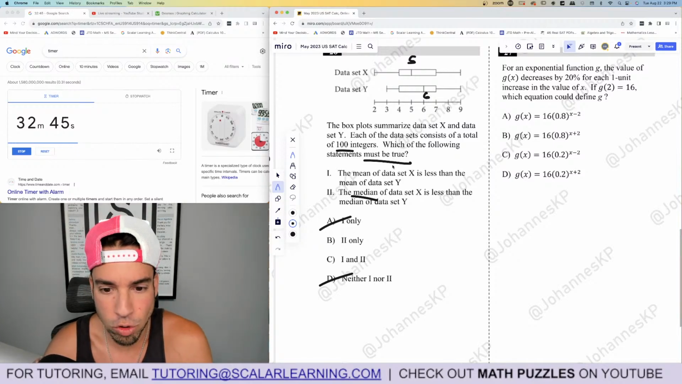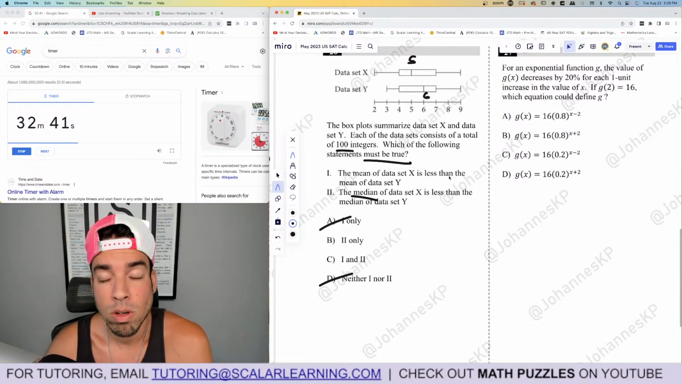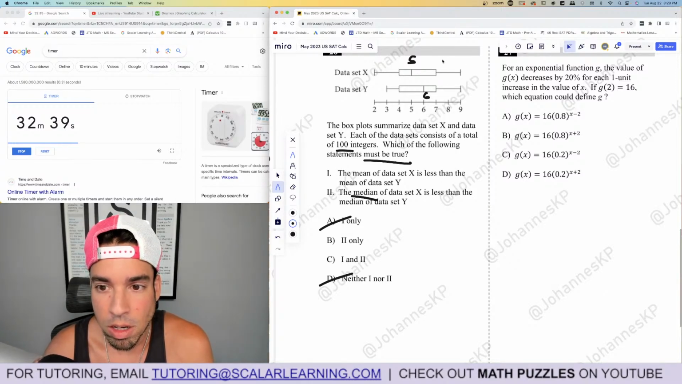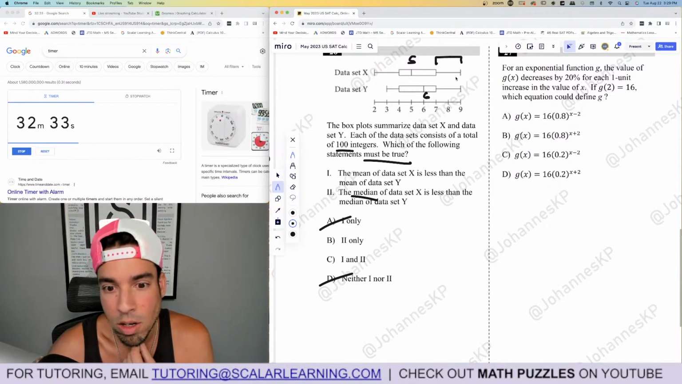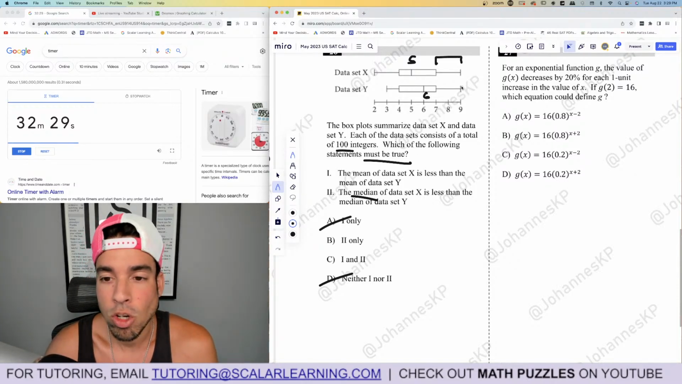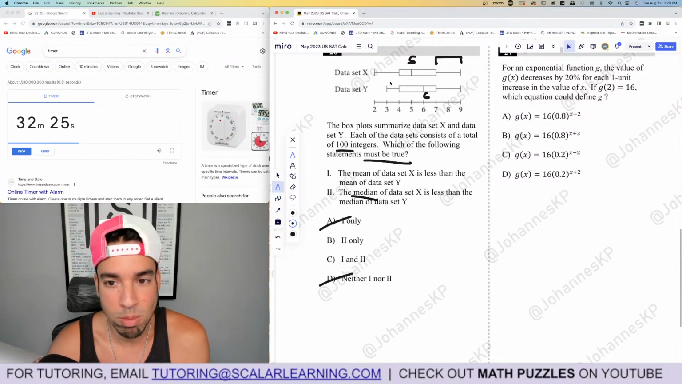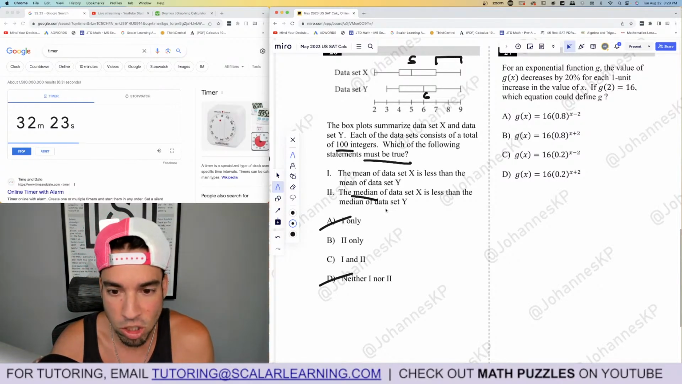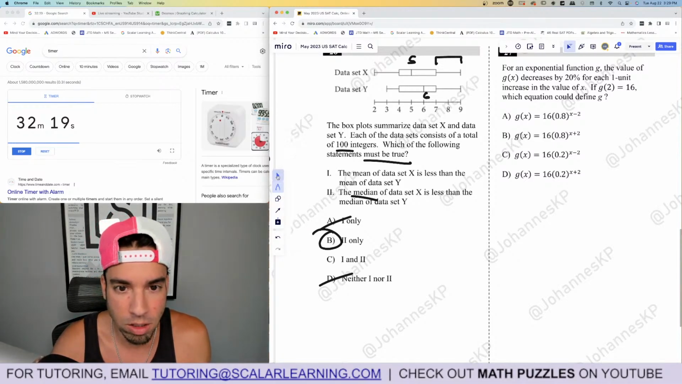Now the question is, is 1 true? The mean of data set X is less. I don't know. And that's the key because I know that 25% of the values are here, but I don't know if they're all 7s and then 1 9 or all 8s and 1 9. You know what I'm saying? Like, I don't know. It's impossible to tell because this only gives sort of a general summary. So which one must be true? That's going to be only 2. That's how you do it.